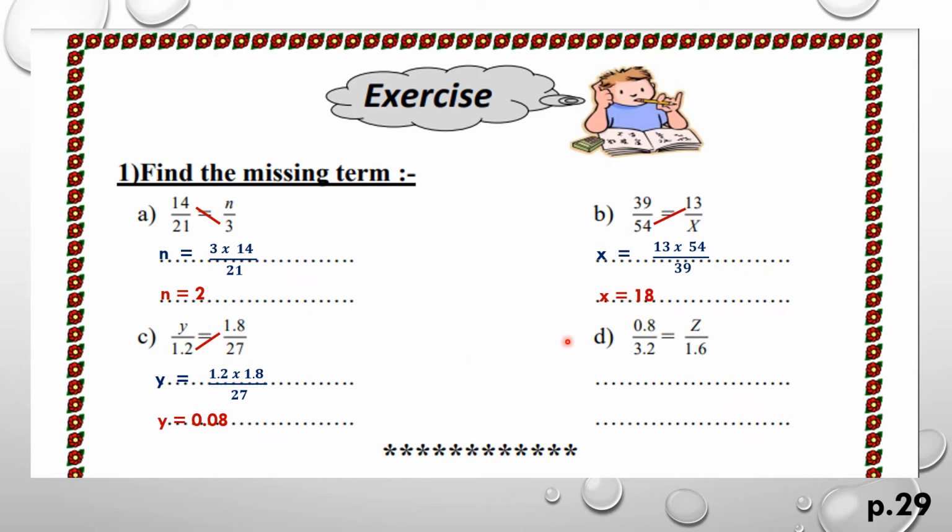Letter D, 0.8 over 3.2 equals z over 1.6. We need to find the value of z. Where is the completed cross? 0.8 and 1.6. So z equals 0.8 times 1.6 over 3.2 on the calculators, and the result will be 0.4.